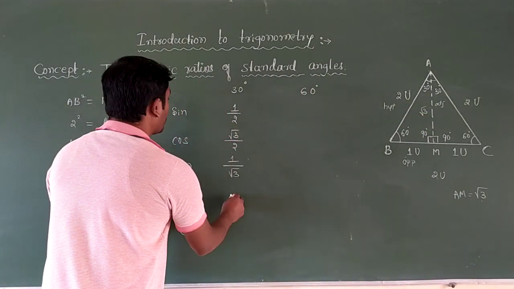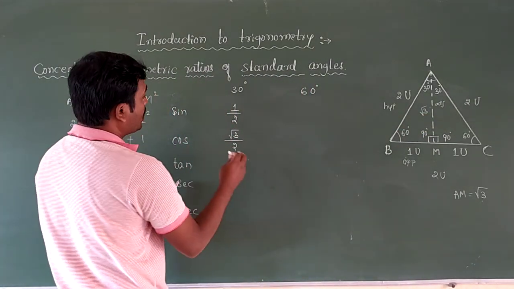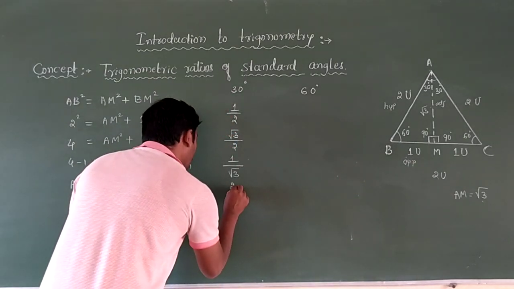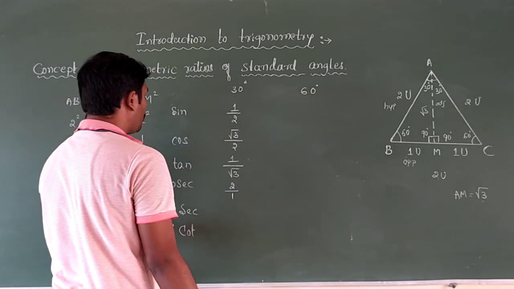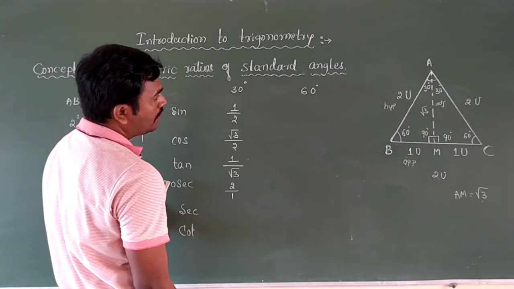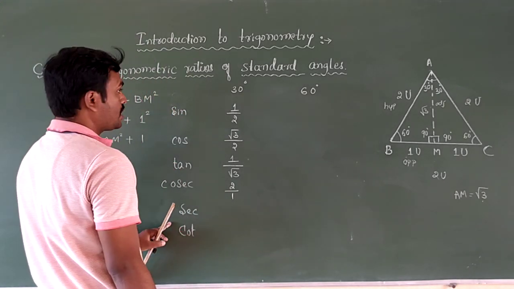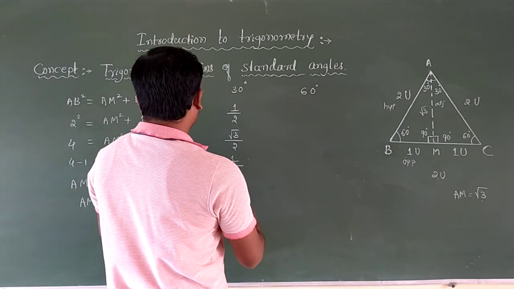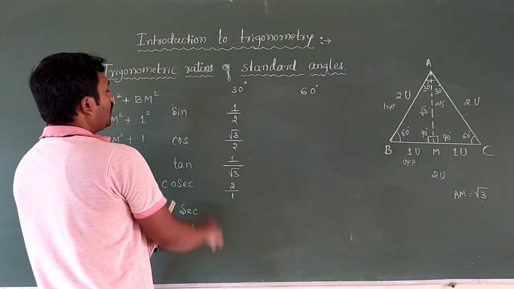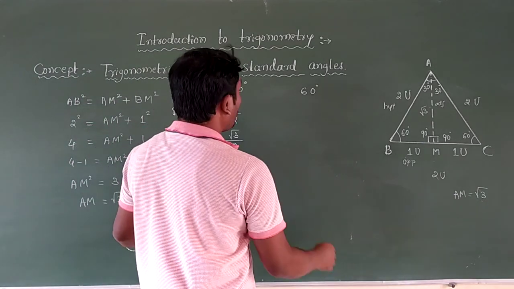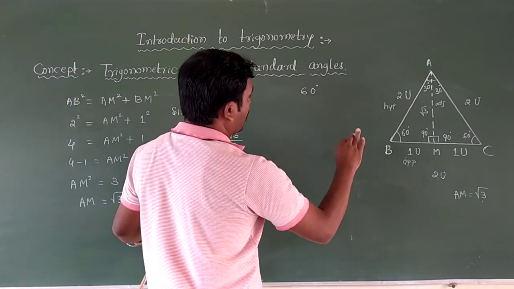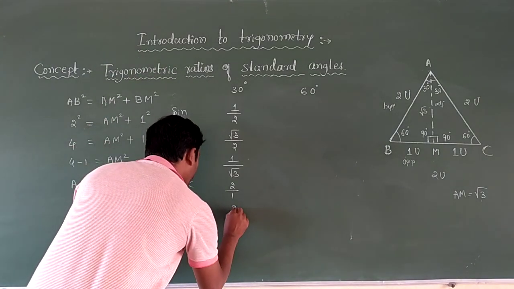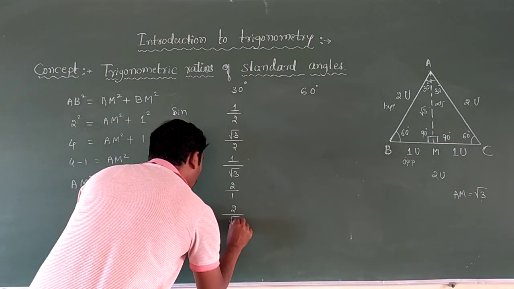So next cosec. Cosec is hypotenuse by opposite, that is 2 by 1, which is 2. Cosec is 2. Next sec 30 degree. Sec is the reciprocal of cos, that is hypotenuse divided by adjacent, 2 by root 3. 2 divided by root 3.